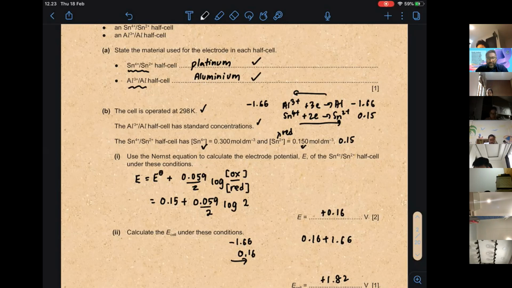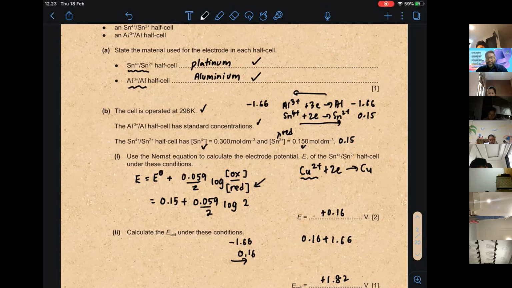Now, with this Nernst equation, in the past, what we have done is we ignore the reduced form. Why? The reduced form is going to be the metal. I hope you can recall all this. If I have, for example, Cu2+ + 2e- to become Cu, I am only going to use the concentration of Cu2+. That's going to be the oxidized form.